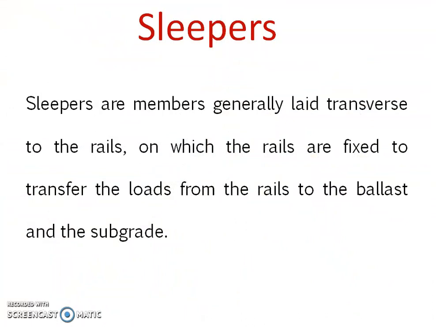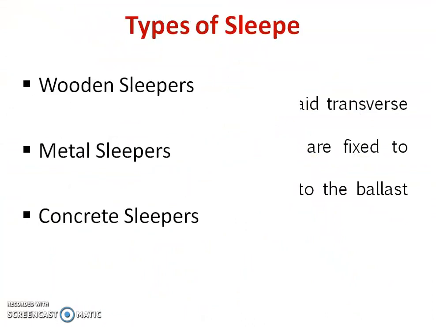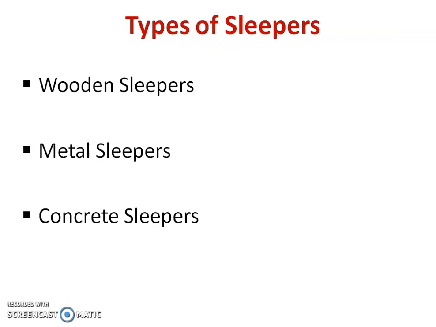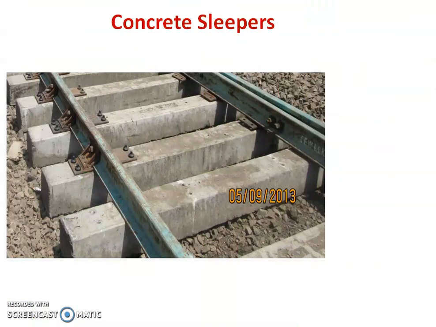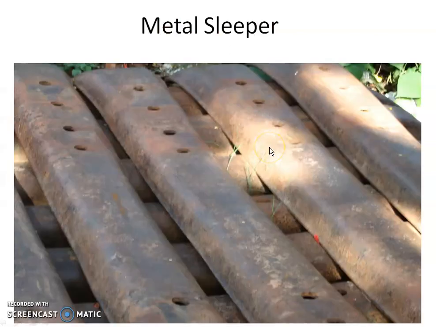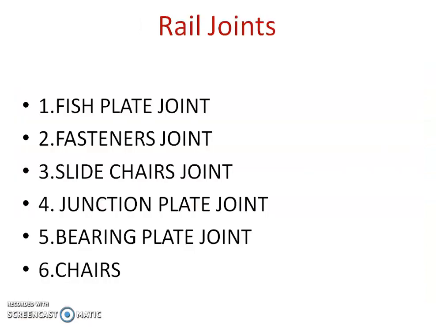Sleepers are the members which will be laid in a transverse direction. They may be made of different materials. It may be wooden or metal or concrete. The wooden sleeper size may vary: 2.4 meter long, 200 mm width, and 100 mm in thickness. Here in the picture it is shown as the concrete sleeper, and the metal sleepers are made by means of cast iron or mild steel.